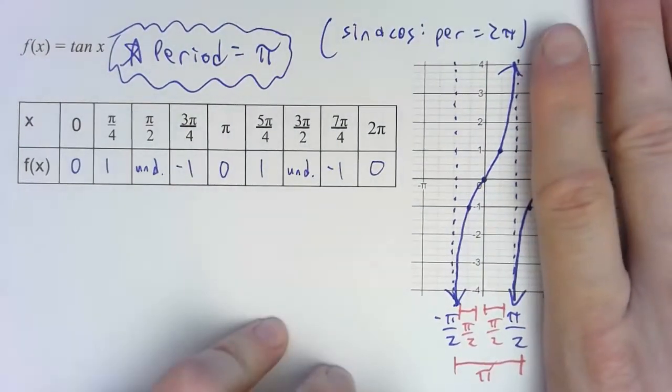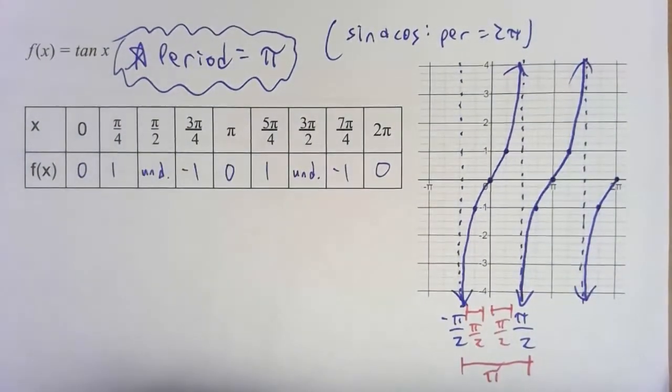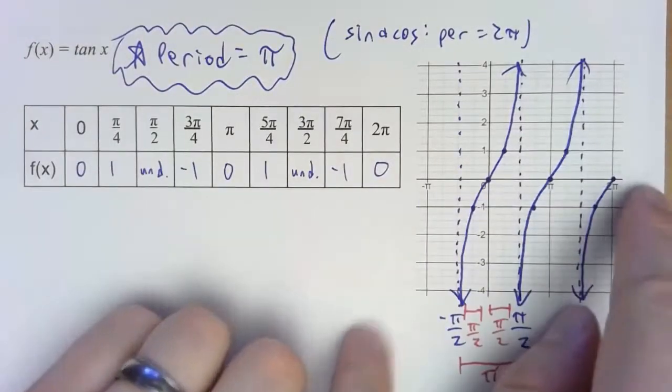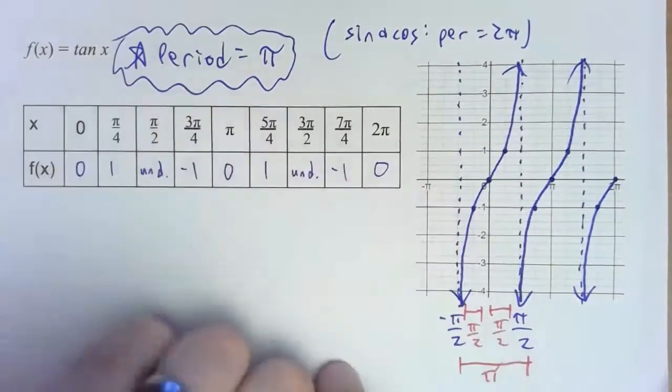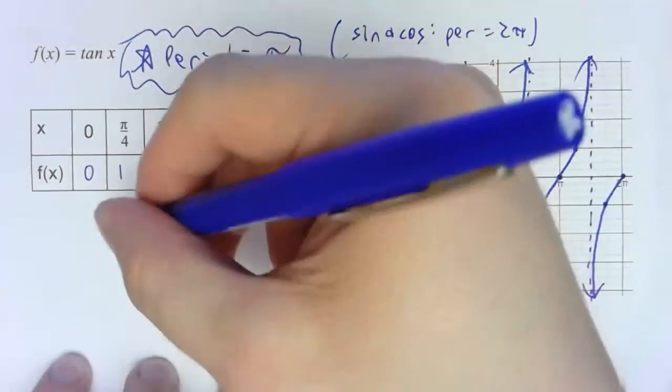But that's what the graph of tangent looks like. And like the other ones, it will keep going on forever. This will just keep repeating. It is periodic. It does have a period. It does have a length that repeats on forever. Okay. Let's see. What about the domain and range?